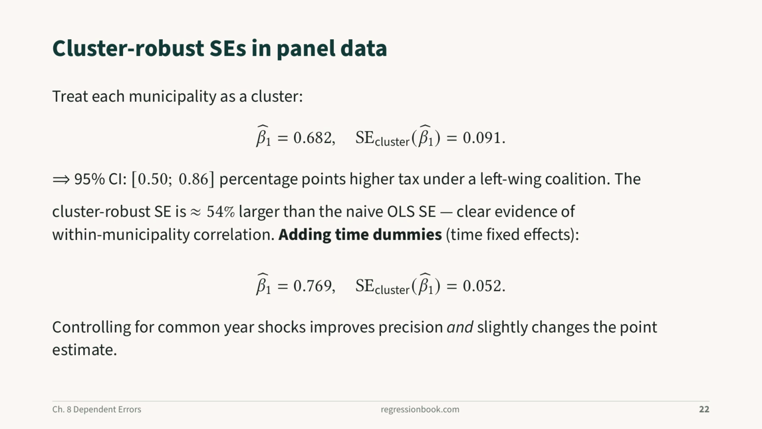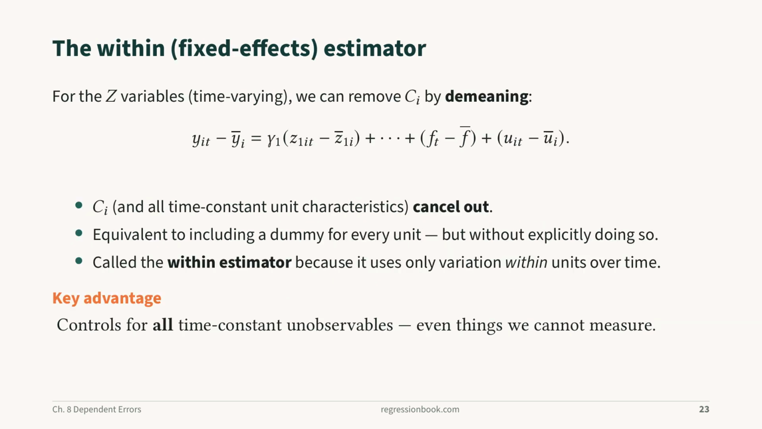Adding year dummies, time-fixed effects moves the coefficient to 0.769 and tightens the clustered standard error. Common year shocks were both noise and mild confounding. The within estimator goes further. Subtract each unit's time average from every variable. The unit effect, and every time constant characteristic with it, cancels out exactly. It is equivalent to a dummy for every unit without estimating them explicitly, and it uses only variation within units over time. The advantage deserves italics. It controls for all time constant unobservables, including things no one can measure.